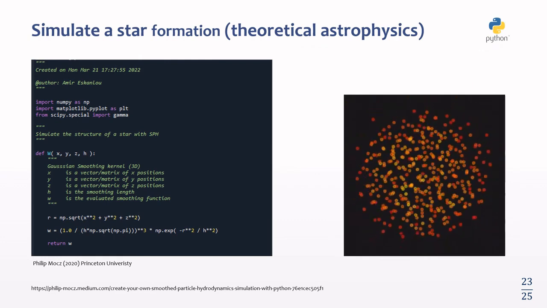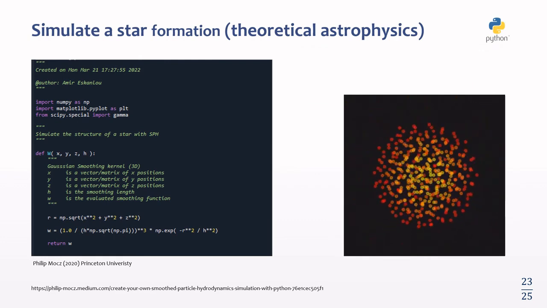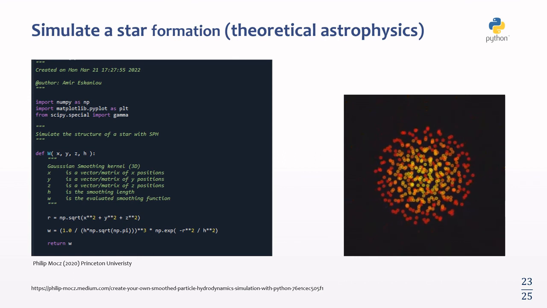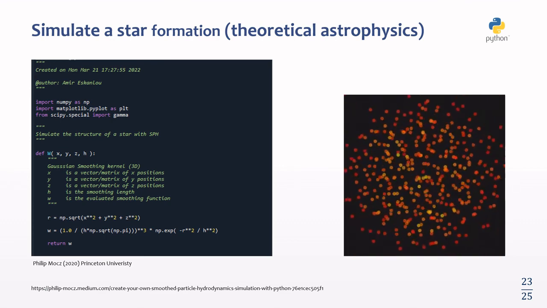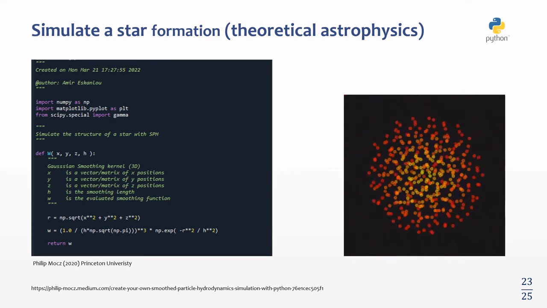A typical example of this is simulation in theoretical astrophysics. In theoretical astrophysics, we can use SPH in the form of the PySPH package in Python to simulate star formation. So this example shows how SPH can be used in theoretical astrophysics.